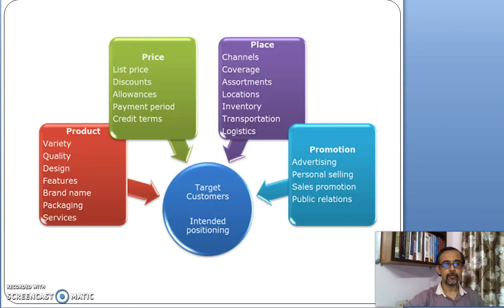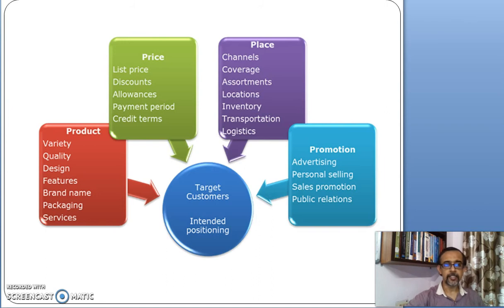Now, if you look into this particular diagram, you will find that there are 4 segments and there is a circle in between, which represents the target customers. And revolving around the customers are product, price, place and promotion. That is the 4 P's of marketing mix.